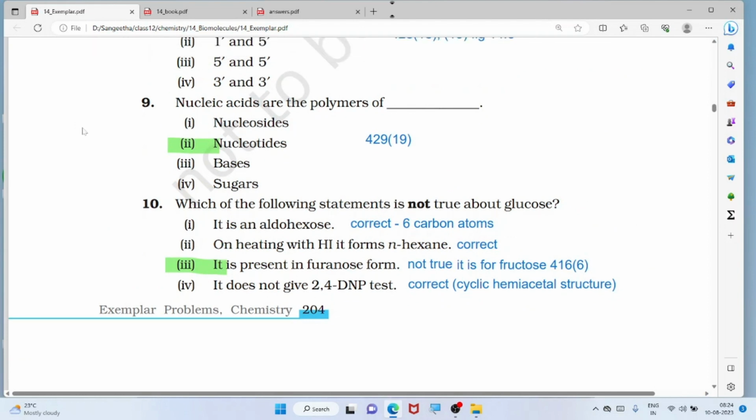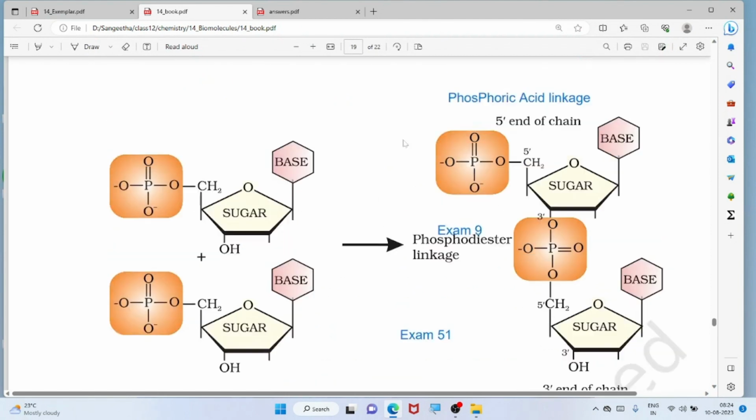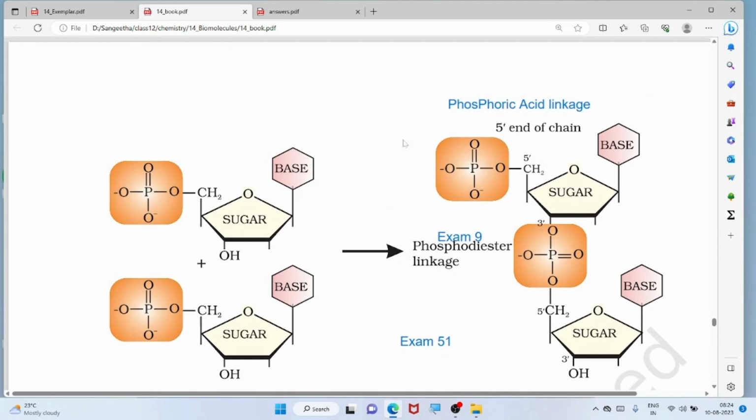Nucleosides are the components of the nucleotides. I already showed you right now. These are the polymers of the nucleotides.